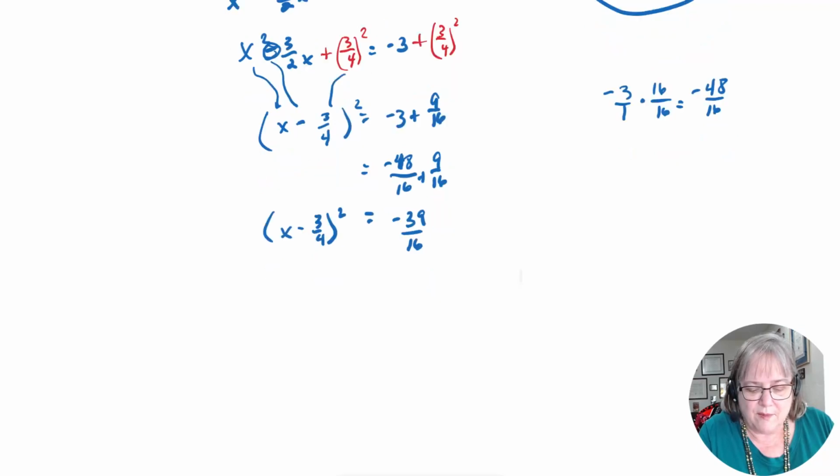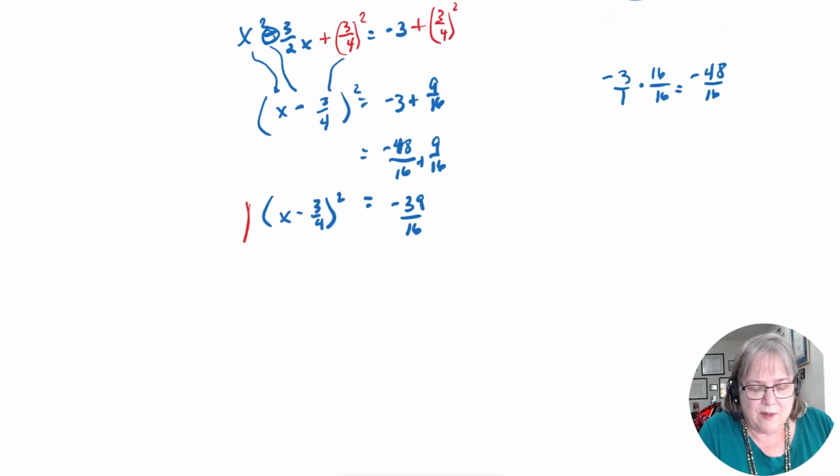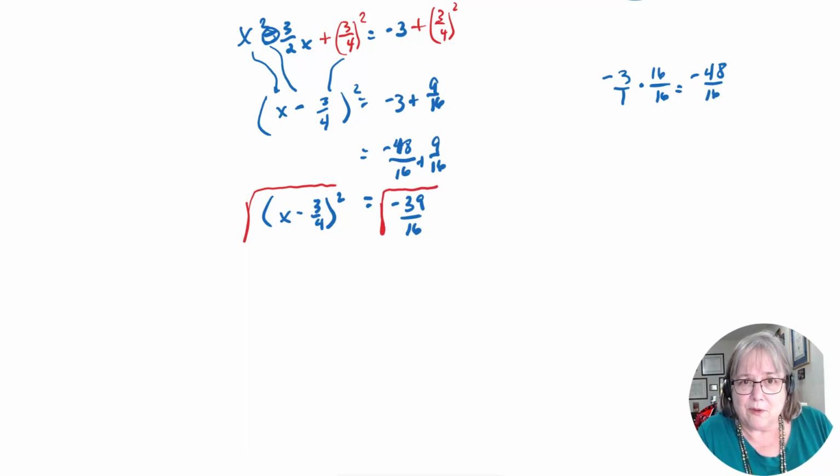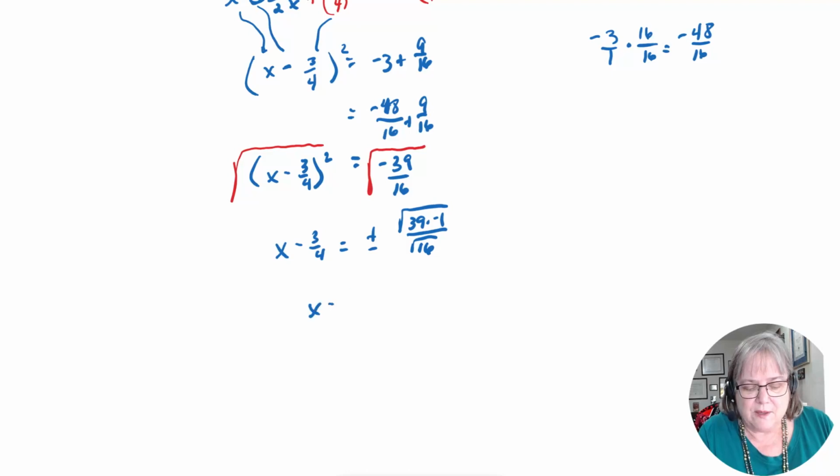All right, almost done. So now we complete this process by going over to the square root of both sides. So the square root of x minus 3/4 squared is x minus 3/4 equals. Don't forget the plus or minus. And you have the square root of 39 times a negative 1 over the square root of 16. So x minus 3/4 is plus or minus the square root of 39.